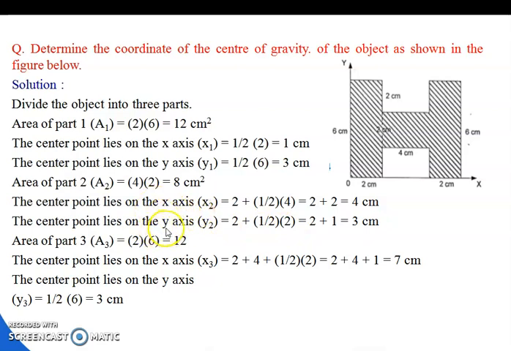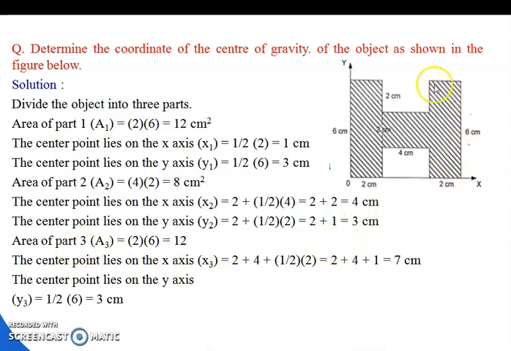Similarly in the y-axis, what happens? First we take half of the depth, so half into 2, that means 1. Then the extra distance from this reference line, which is 2 cm. So 2 plus half into 2 equals 2 plus 1 equals 3 cm. So the center point of this section along the y-axis is 3 cm.